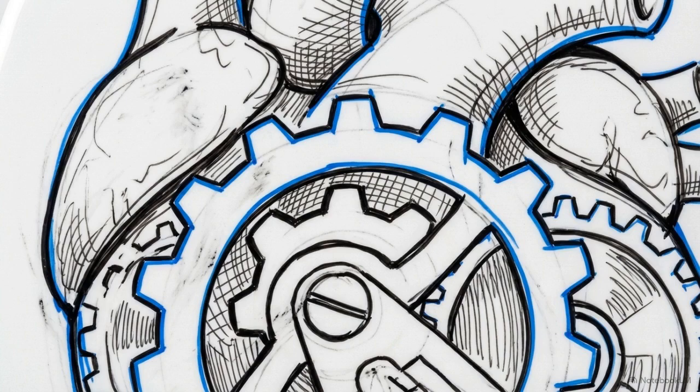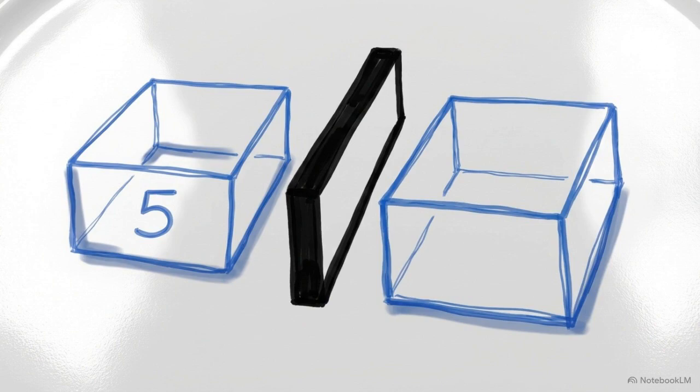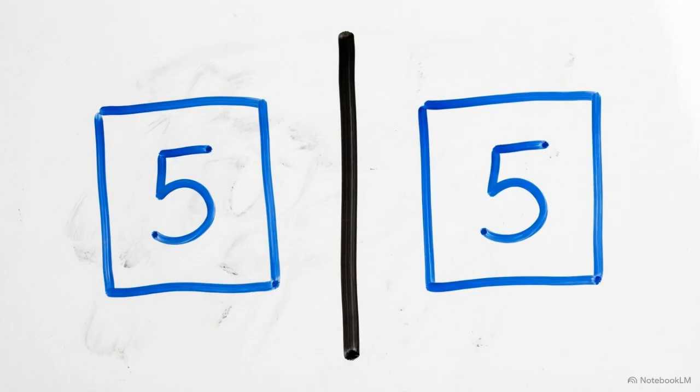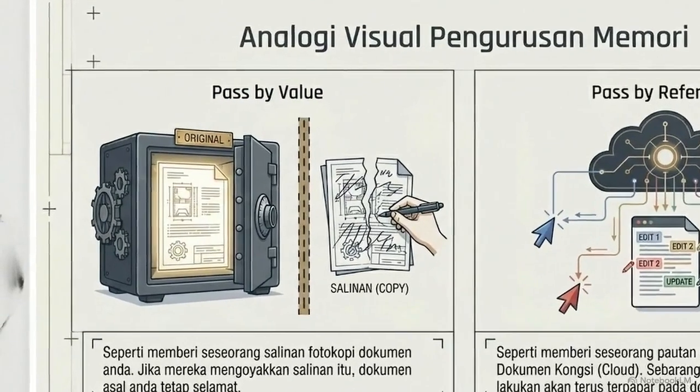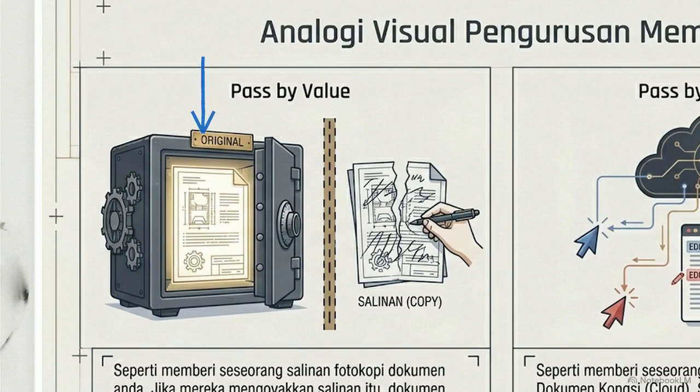When handing data over to a separate subroutine, the main program needs a way to guarantee its original variables aren't accidentally destroyed or corrupted. C++ protects data using a default behavior called pass by value. As this visual analogy shows on the left, passing by value is like keeping your original document locked in a safe and handing someone a disposable photocopy. The subroutine can manipulate or destroy its duplicate copy, while the original variable remains safely untouched.